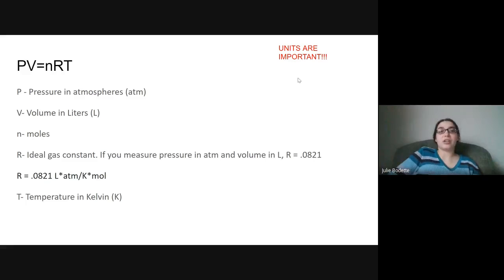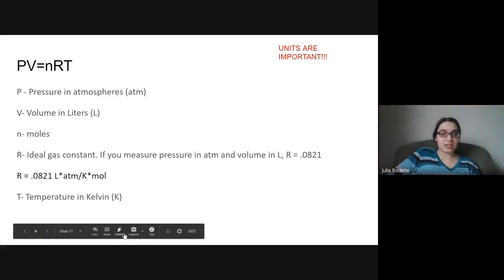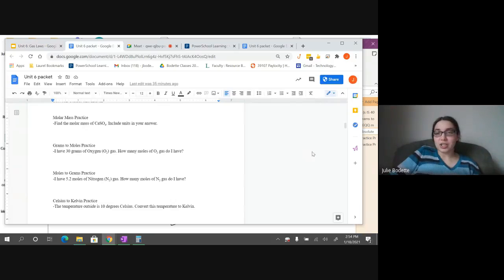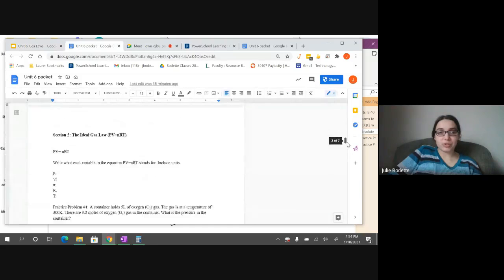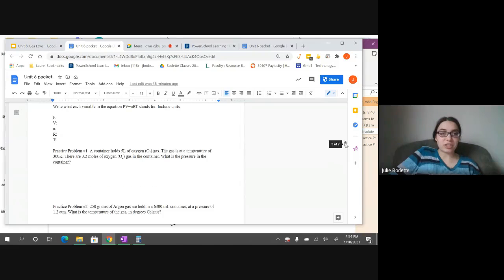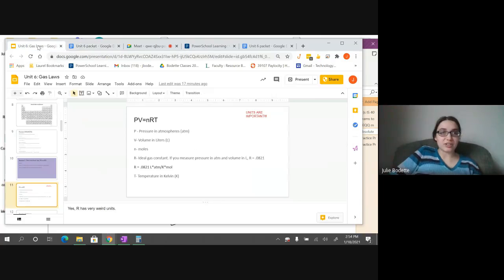So the ideal gas law. Okay, so this is the ideal gas law. So PV equals nRT. And so just let me go through this equation and explain what each of these means. And as I go through this, go ahead and look in your notes. If you look in your packet, you will notice there's a spot to write down what each variable means. And I'm also going to go over 2 questions, practice problem 1 and 2, and you guys can take notes on them if you want. So that's also in your packet.